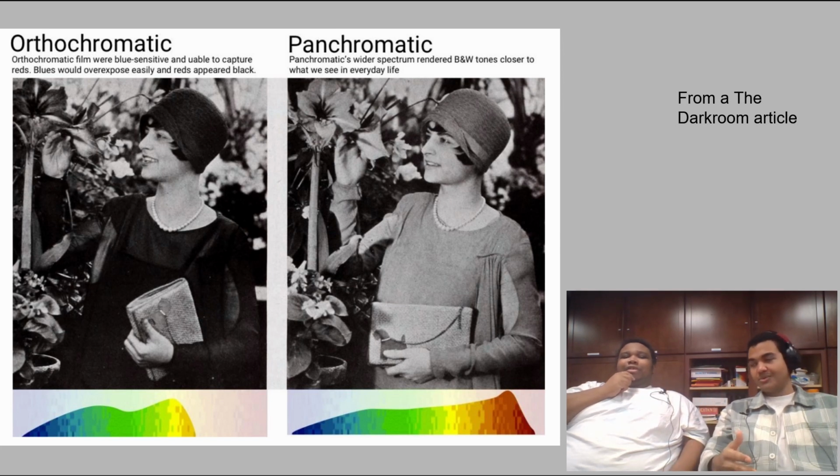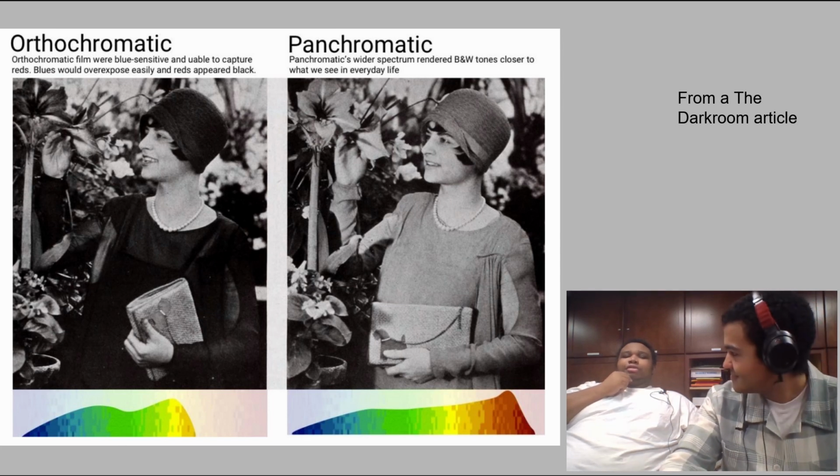On the left, we have orthochromatic film. On the right, you have panchromatic film. And as you can see, on the right side, you can see more of the background. It's just more balanced. On the left, a lot of the reds are underexposed, like her top and her hat, and the flower. So just good chemistry.